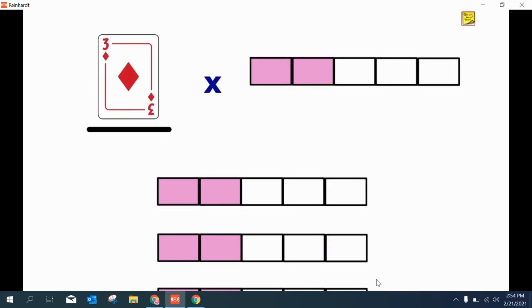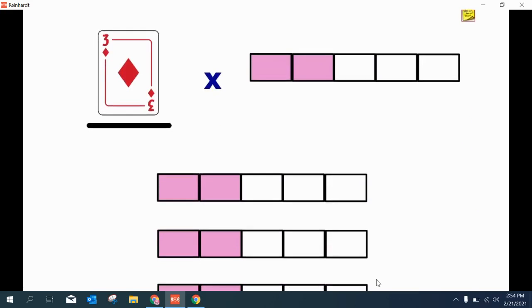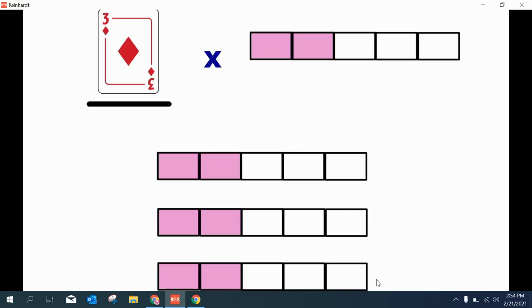We're going to try this one. This one's a little bit different. What do you notice? My numerator is not going to be 1 this time. My whole number is 3. Great. But I have 2 colored this time. So I have 1, 2 colored out of 1, 2, 3, 4, 5.